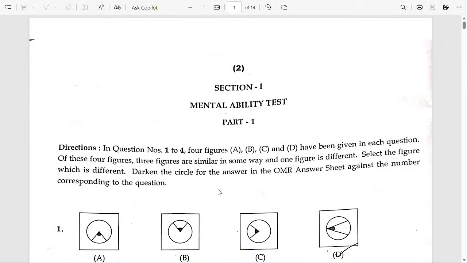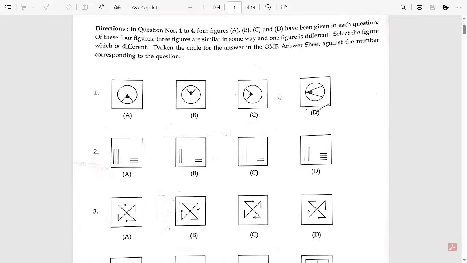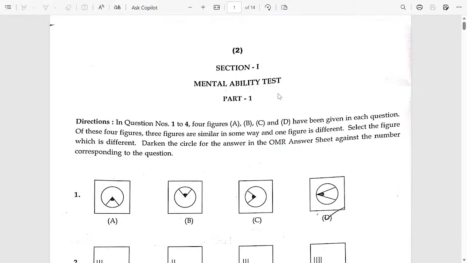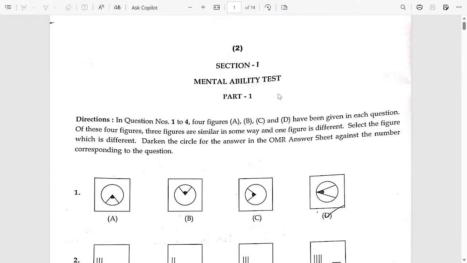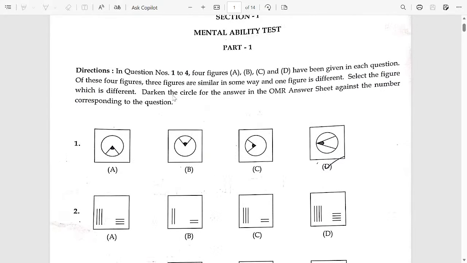Can everyone see the screen now? This is the Navodaya mental ability paper. The first part will be the mental ability, and in the first part the chapter will always be odd one out.